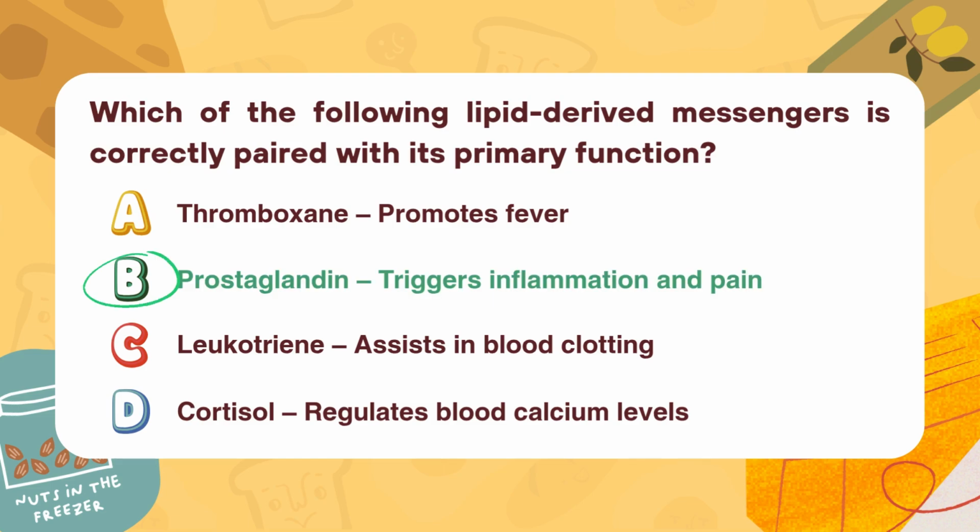And the correct answer is B. Prostaglandin. These guys are responsible for things like pain, fever, and inflammation. When you have a headache or a swollen ankle, prostaglandins are often behind it.